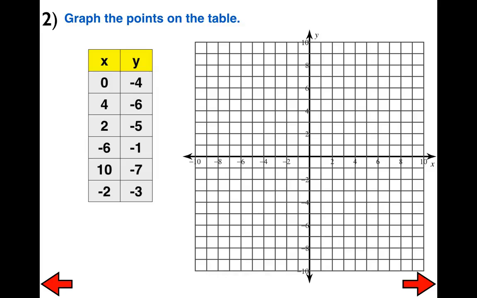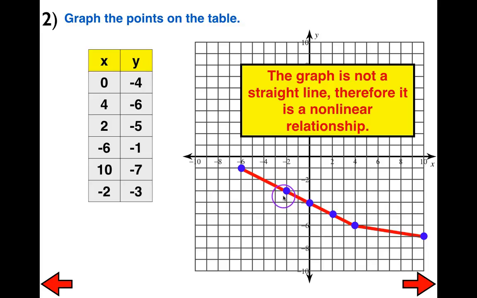Okay, so let's go ahead and move on to the next example. Now it says graph the points on the table. So here I'm going to plot (0, negative 4), which is right here. (4, negative 6), which is here. (2, negative 5), which is here. (Negative 6, negative 1), which is here. (10, negative 7), which is right here. And then (negative 2, negative 3). So here, if we connect the lines, you'll notice the graph is not a straight line, therefore it is a non-linear relationship.